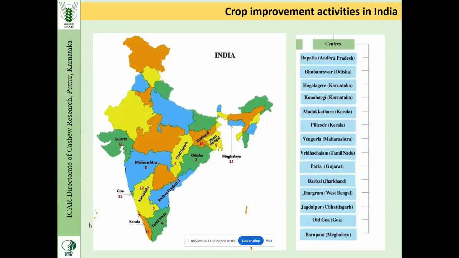Here we can see Bapatla from Andhra Pradesh, Bhubaneswar from Odisha, Hogalgere in Karnataka, Kanabargi in Karnataka, Madakatara in Kerala, Pilikod in Kerala, Bengurla, Vridhachalam, Paria, Daresai in Jharkhand, Jhargram, Jagdalpur, and Old Goa as well as Parapani. These 14 different centers are also working on cashew. These are all called AICRP centers.